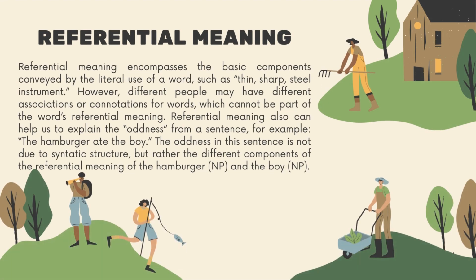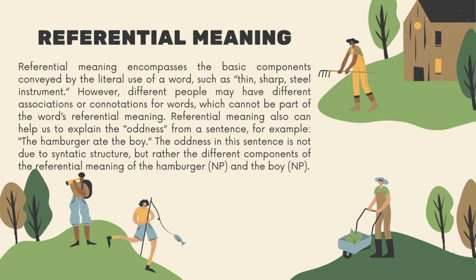Referential meaning. Referential meaning encompasses the basic components conveyed by the literal use of words, such as thin, sharp, steel instrument. However, different people might have different associations or connotations for words, which cannot be part of the word's referential meaning. Studying basic referential meaning can help explain the oddness we experience when reading sentences like "The hamburger ate the boy." The oddness in the sentence is not due to syntactic structure, but rather the different components of the referential meaning of the noun hamburger and the noun boy.